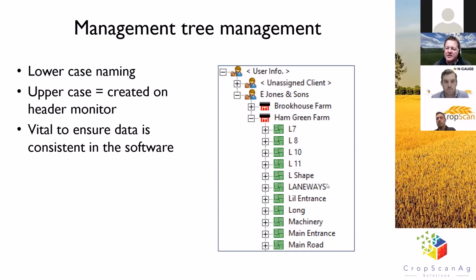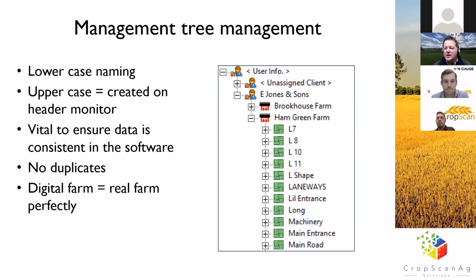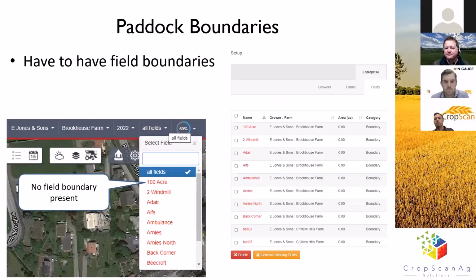So I know that this laneways here, for example, I haven't looked at it yet, but if I had looked at it, then I'd rename it into something in lowercase. So I just know that I'm consistent and organized. We don't have any duplicates. And as I said, our digital farm is equal to our real farm, our virtual, our physical farm, perfectly.